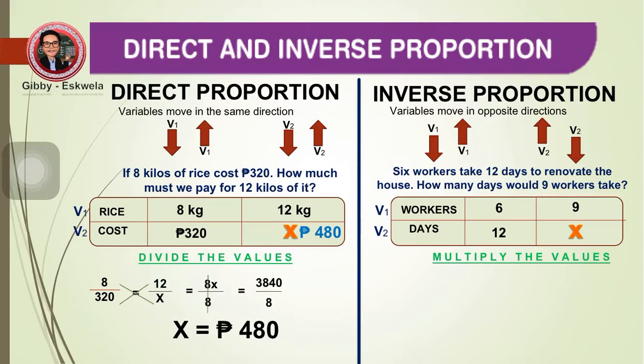Let us check if this is indeed an example of direct proportion. As shown in the table, variable 1, which is rice, has increased from 8 kilograms to 12 kilograms, while the cost has increased from 320 pesos to 480 pesos. Since both variables went in the same direction, they both increased. This only means that these variables are in direct proportionality.